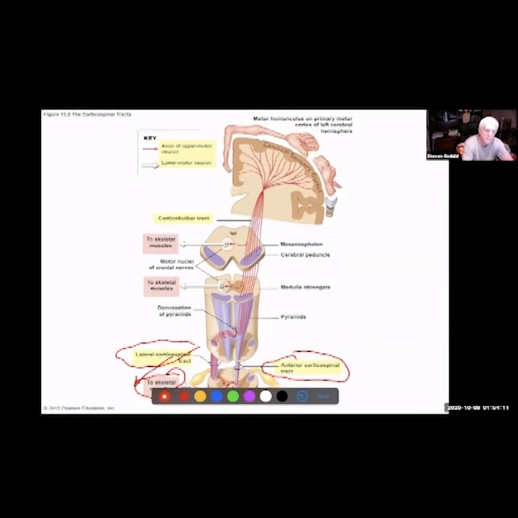So everything comes out from the cerebral cortex. This is where the thought process occurs, and information is sent out. It travels down through different tracts into the anterior corticospinal tract and the lateral corticospinal tract to the voluntary control of skeletal muscle contractions.